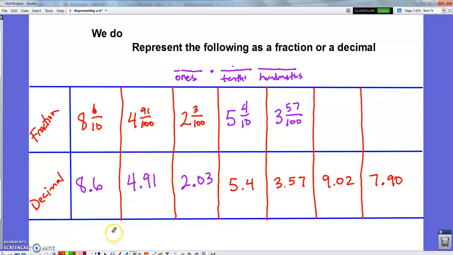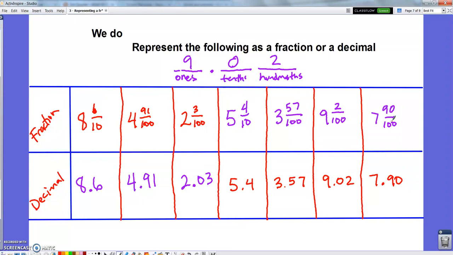This is the trickiest one, I feel. Trickiest situation is when you have a hundredths but no tenths. But when you write it, I would read this, 9 and 2 hundredths. So I write 9 and 2 hundredths. And this one, not too bad. This is 7 and 90 hundredths. 7 and 90 hundredths.